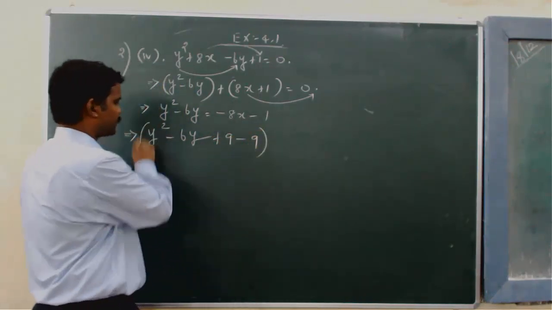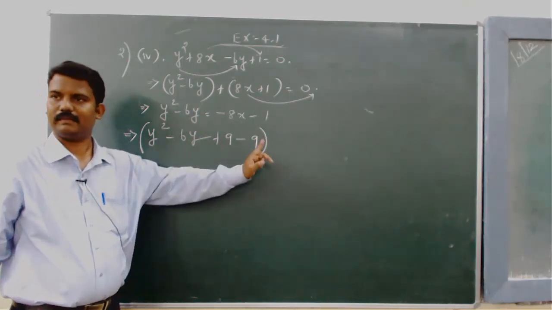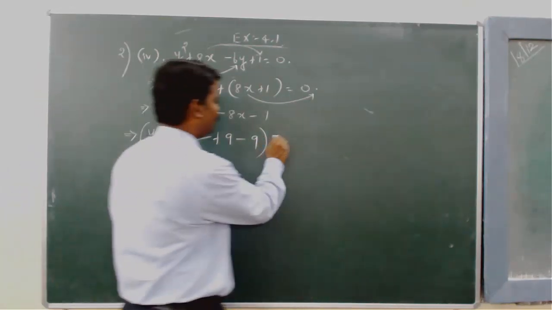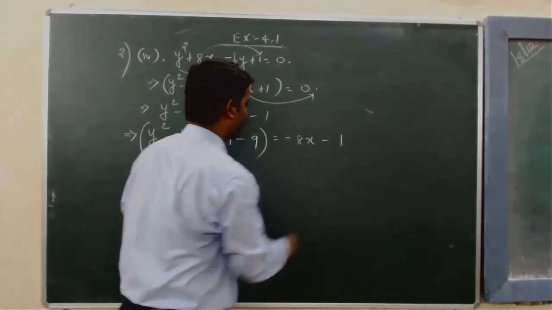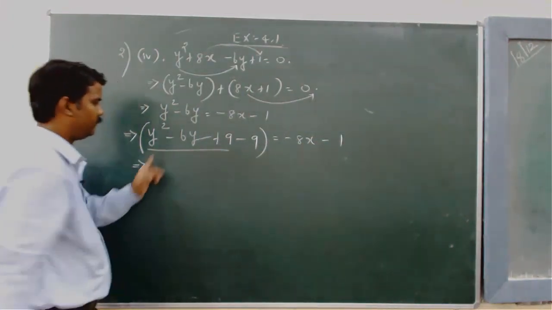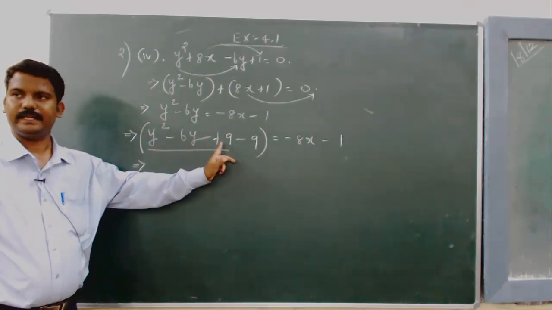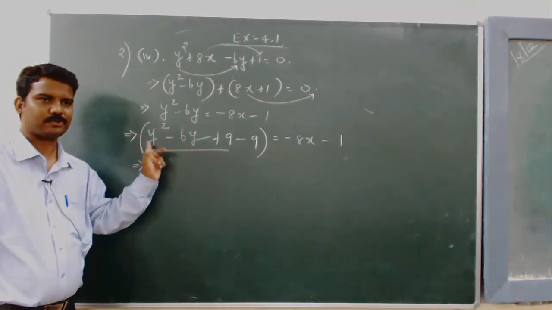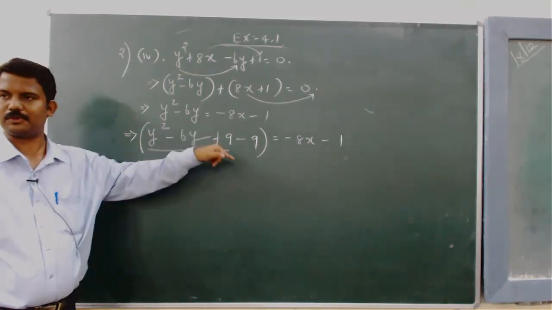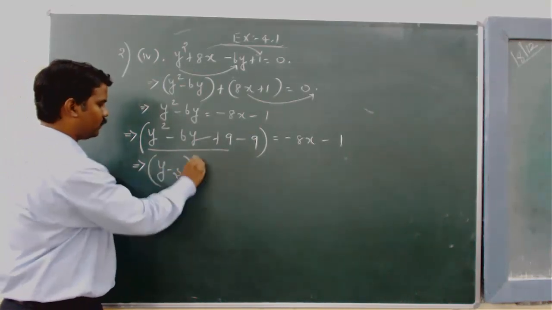Plus 9 and minus 9. You should not write minus 9 plus 9; we must write plus 9 minus 9. Understood? And that is equal to minus 8x minus 1. Now this implies, look at the first 3 terms. y square minus 6y plus 9 is of the form a square minus 2ab plus b square. So this can be written as y minus 3 the whole square.